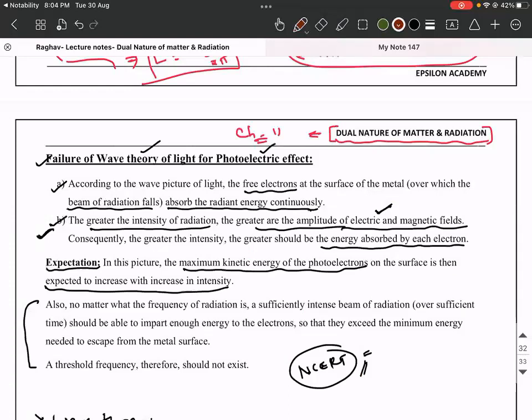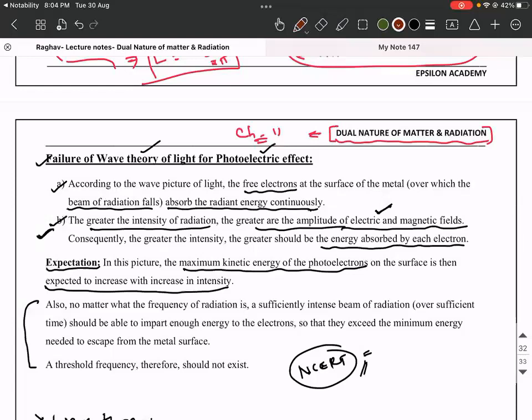Okay, write it down. According to the wave theory of light, what should have happened? According to wave theory, the free electrons at the surface would have absorbed the radiant energy continuously. They would not have come out. They would have kept on continuously absorbing the energy.